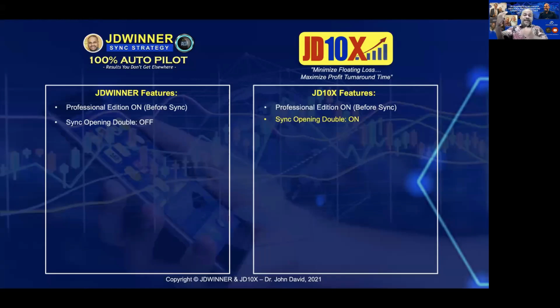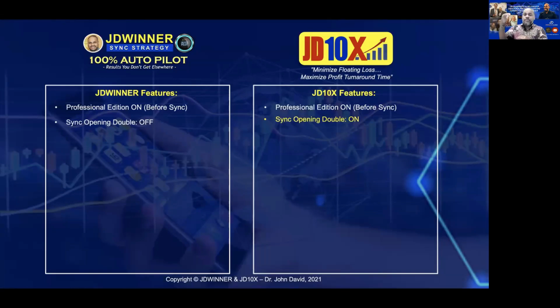Now, when the market is uptrending, instead of the market doing $10 for JD Winner, in JD10X, it will do $20. So now when the market is uptrending, you should be able to make much greater profit with JD10X compared with JD Winner. Can you understand me? All right, now this is important.